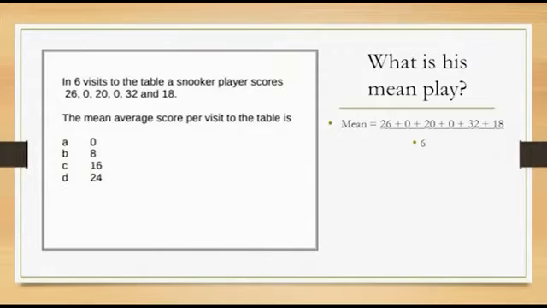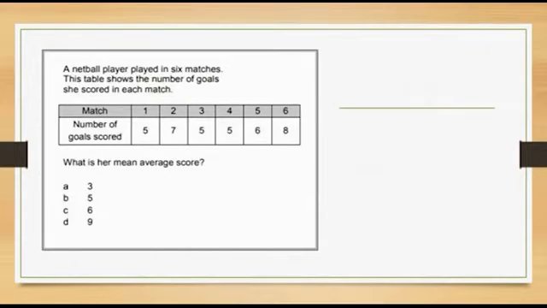All right, so we have 96 divided by 6 giving us 16. So that means the mean score per visit is 16. All right, so the last question here before we go on a short break.